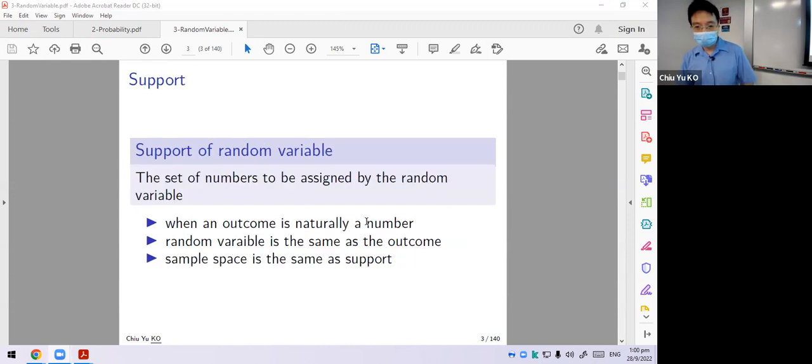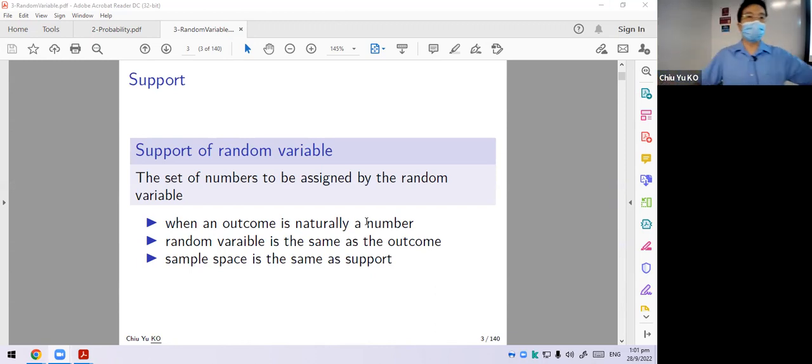Now, we need to define what we call the support of a random variable. It's just like the sample space, right? Sample space is all possible outcomes of the random experiment. Support of a random variable is the values that the random variable can take. And usually it's either integers or real numbers, or even a smaller set of integers. Maybe you just toss a coin once, you get either 0 or 1.